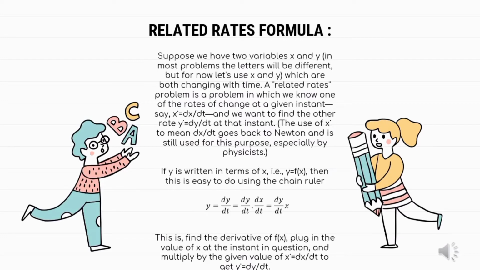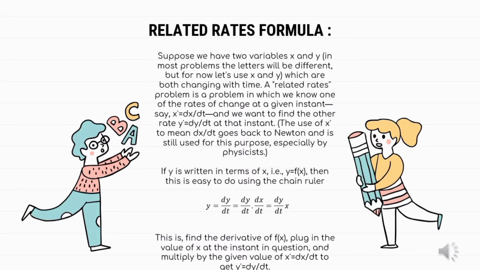Next, we have a related rate formula. Suppose we have two variables x and y. In most problems, the letters will be different. But for now, let's use x and y, which are both changing with time. A related rate problem is a problem in which we know one of the rates of change at a given instant. Say x dot equals dx per dt, and we want to find the other rate, y dot, dy per dt, at the instant. The use of the dot to mean dx per dt goes back to Newton, and it's still used for this purpose, especially by physicists.